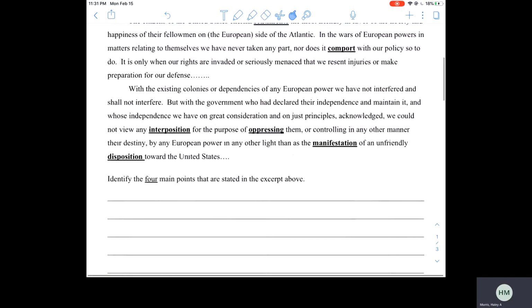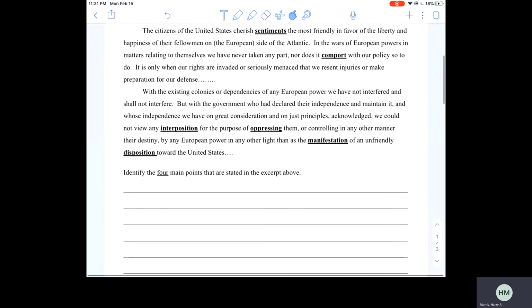All right, the next paragraph. With the existing colonies or dependencies of any European power, we have not interfered and shall not interfere. But with a government who had declared their independence and maintain it, and whose independence we have on great consideration and on just principles acknowledged, we could not view any interposition for the purpose of oppressing them, or controlling in any other manner their destiny by any European power in any other light than as the manifestation of an unfriendly disposition toward the United States.